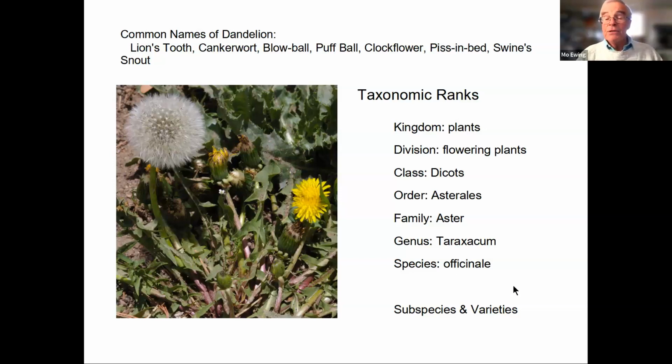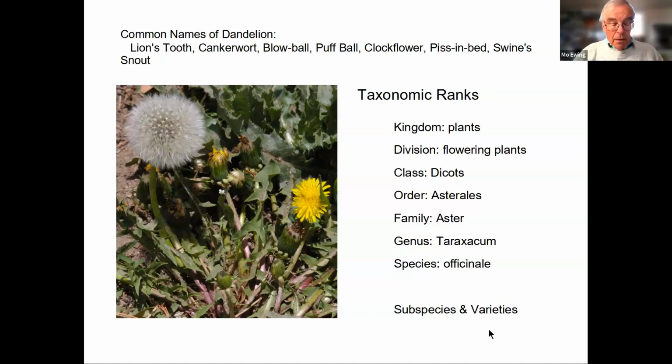Now, some botanists will split this further because some of the species are quite variable. So sometimes they'll split them into subspecies and varieties.